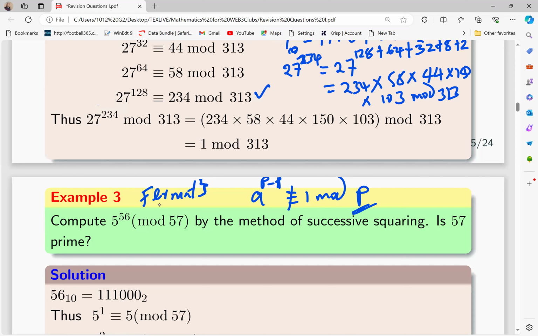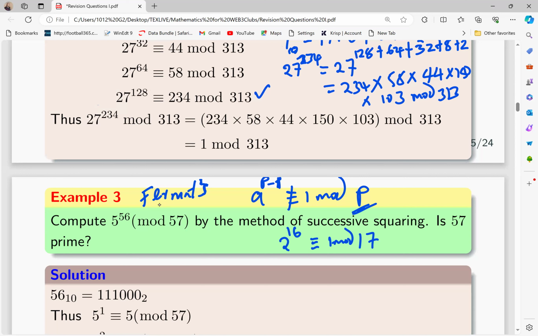For instance, if you want to tell whether 17 is a prime number, take another number that 17 cannot divide, a number smaller than 17. Pick any number smaller than 17. So if I pick 2, then raise it to 17 minus 1, which is 16. The answer is supposed to be 1.